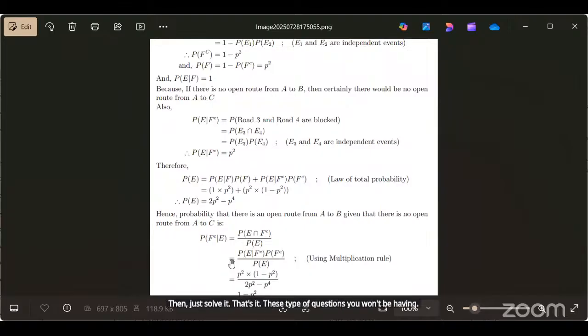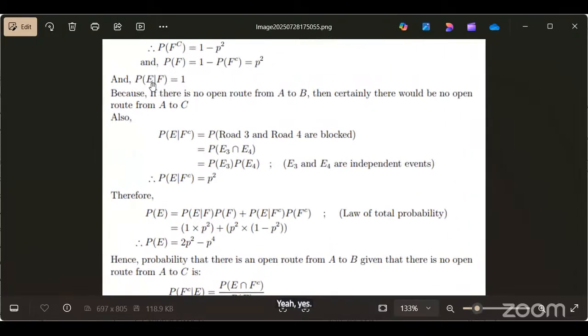Can you explain the E given F pattern? Okay, what is my F? F is that there is no open route from A to B. And E is that there is no open route from A to C. So the probability of E given F is the probability that there is no open route from A to C given that there is no open route from A to B.